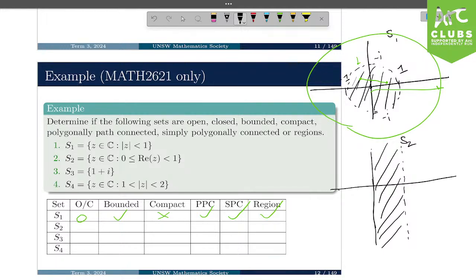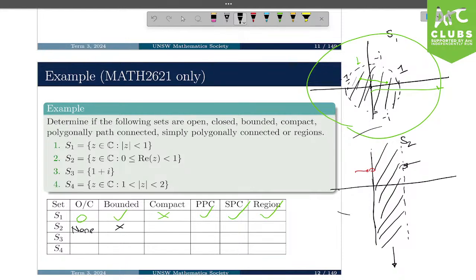So now our question is: is this open, is this closed? Well, we can see it doesn't contain all its boundary points, because some of these boundary points here just aren't in our set S2. But also, we have some boundary points here which are in S2. So it can't be open and it can't be closed, so it's neither. So we have none. Is it bounded? Well, we can't really contain it in a circle because this rectangle goes infinitely far. So it's not bounded, no.